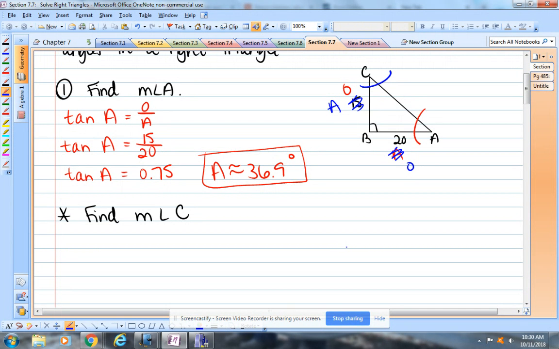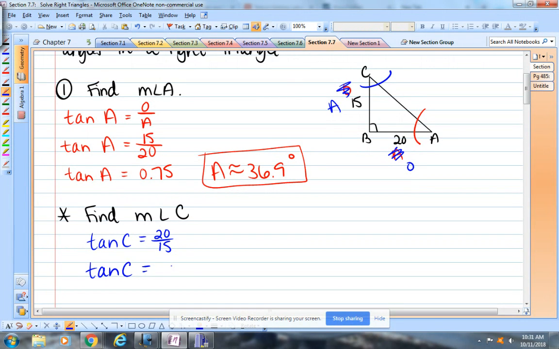So, tangent of angle C is going to be its opposite, which is 20, over its adjacent, which is 15. I don't know why I marked out the number. Sorry. I meant to mark out the opposite. So 20 over 15. And what is 20 over 15 as a decimal? 1 1/3.